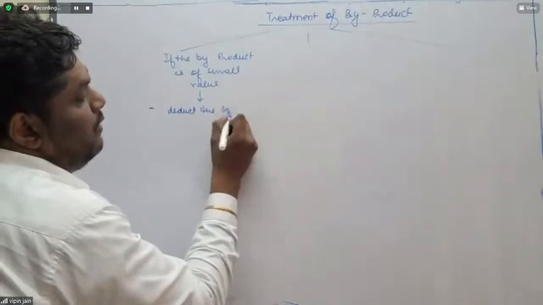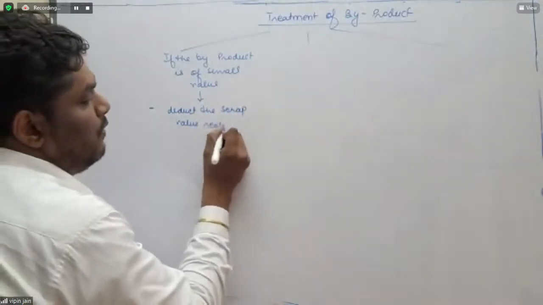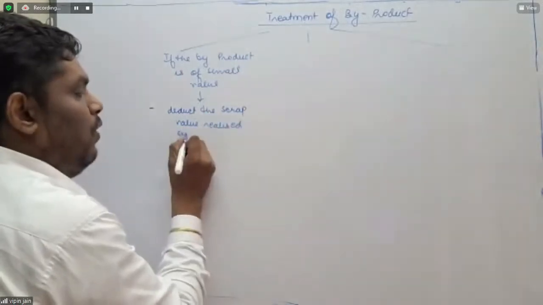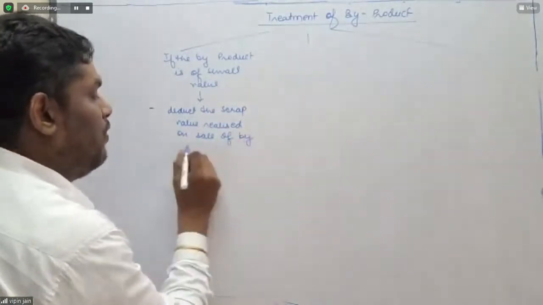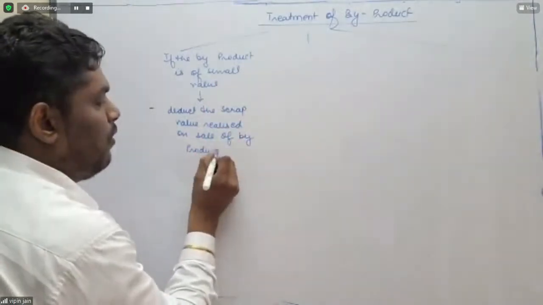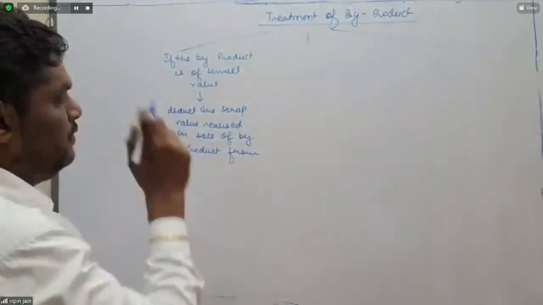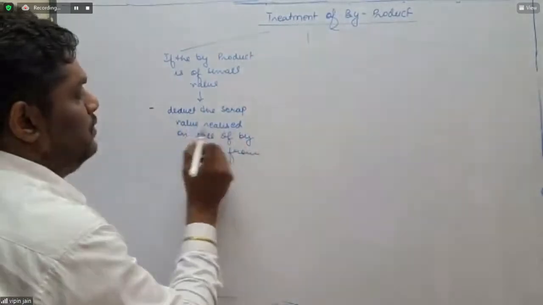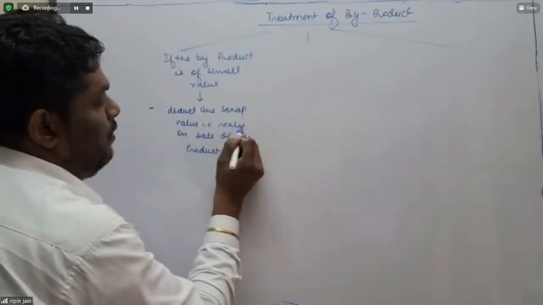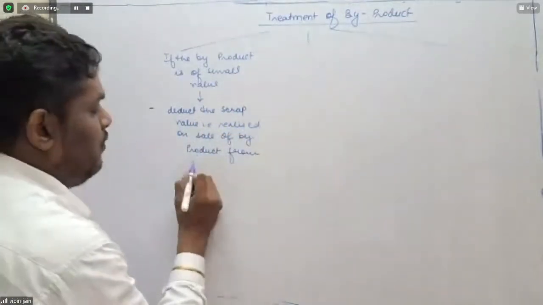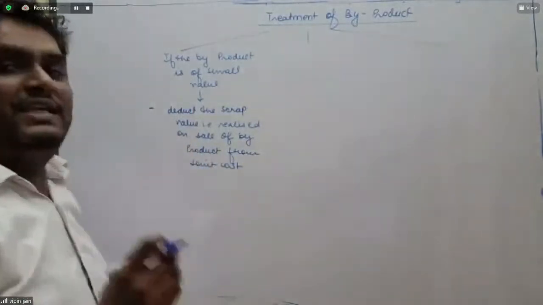So if the byproduct is of small value, then the first treatment is that we can deduct the scrap value realized on sale of byproduct from joint cost. So the first treatment that is possible is this.